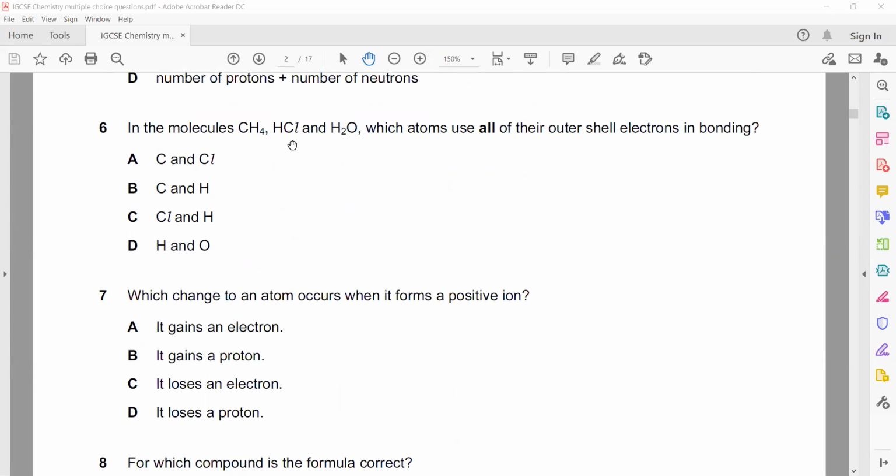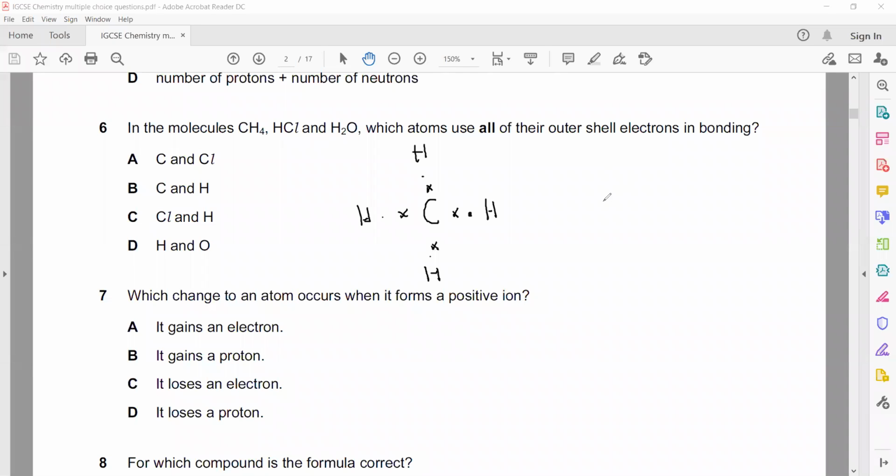In the molecules CH4, HCl, H2O, which atoms use all of their outer shell electrons in the bonding? When we draw the structure of methane, carbon belongs to group 4, so each carbon will share 4 electrons, whereas hydrogen has 1 electron in the outermost shell, so it will share 1. So both carbon and hydrogen are sharing all of their outer shell electrons.